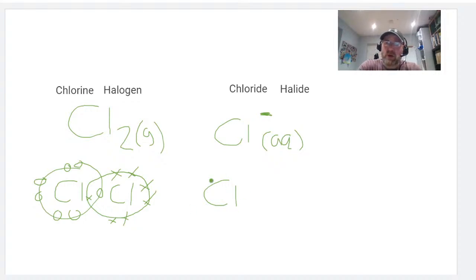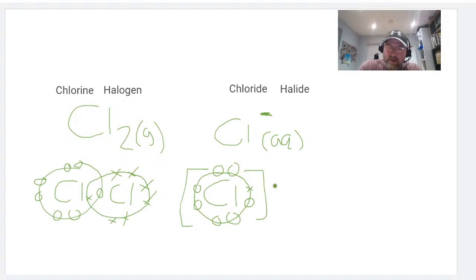And this chloride ion will have AQ next to it, so you know I'm dealing with chloride, or they'll call it a halide, and it'll look like this. The difference here is that it's stolen an electron and it's an ion, so it's like that. It's on its own like that, but it's not going to be on its own.